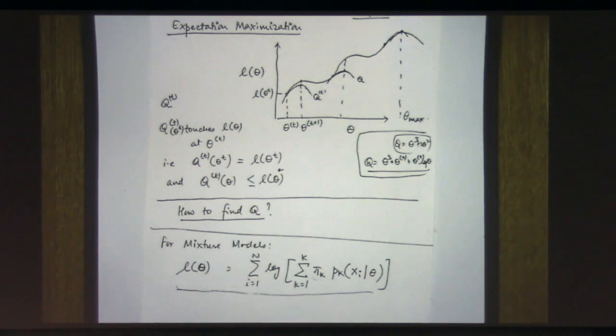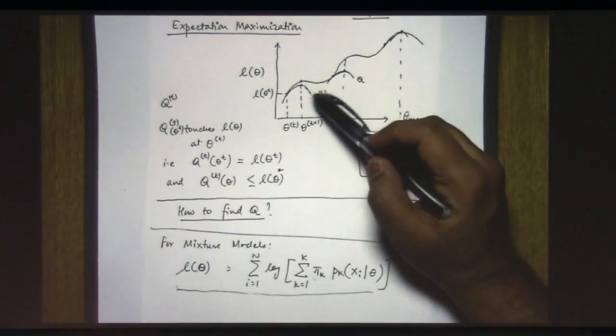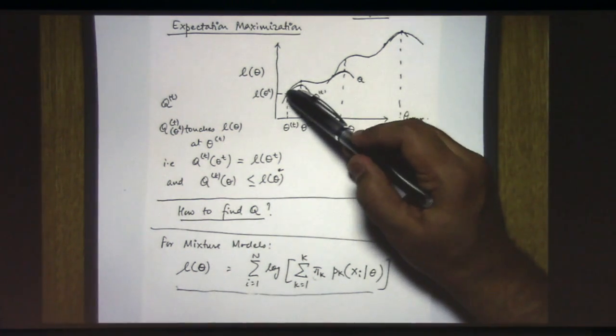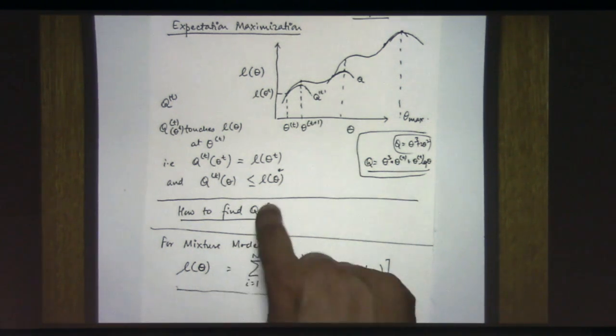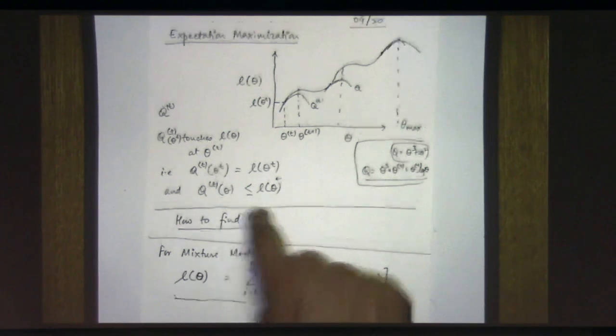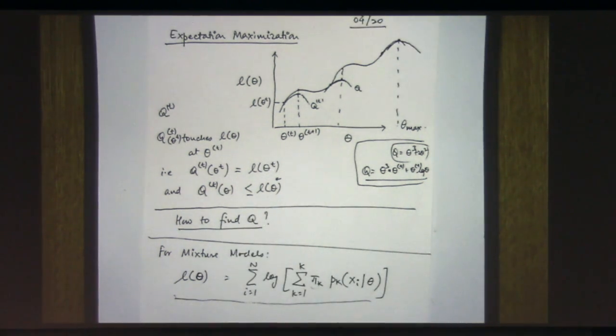Yes? Does the q change at every point? Right. The q changes because the q is not only a function of theta, but also a function of that starting point, which means that at every point you're assuming you have a q. And that is the beauty of this: in the case of latent variable models like mixture models, it is possible to find a q. And then we will talk about how to get that q.